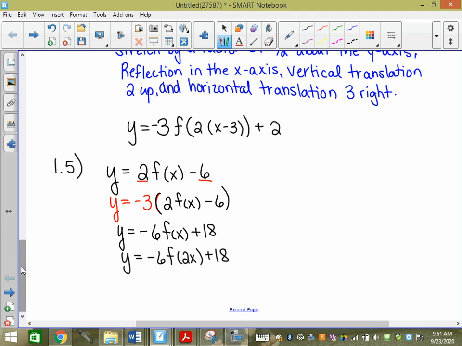Now I can apply my translation. So I'm going to vertically translate it 2 up. So it's actually going to be 20, right? Y equals -6 f, I'm going to leave that for a second, plus 20.